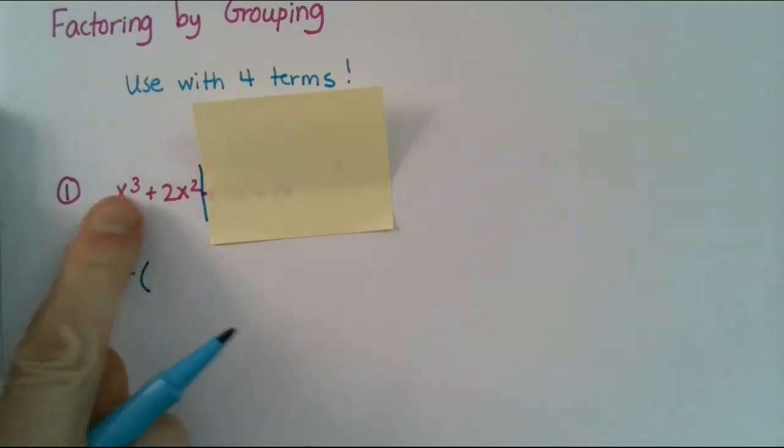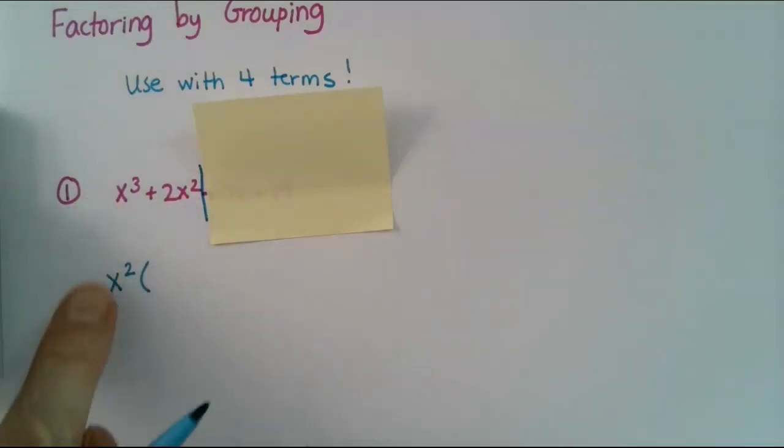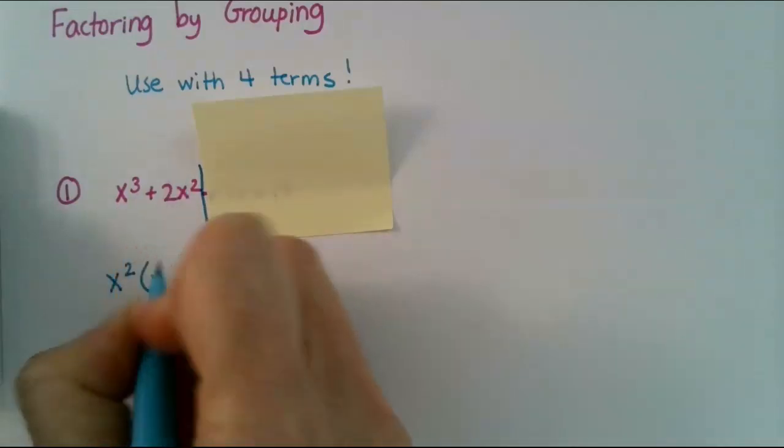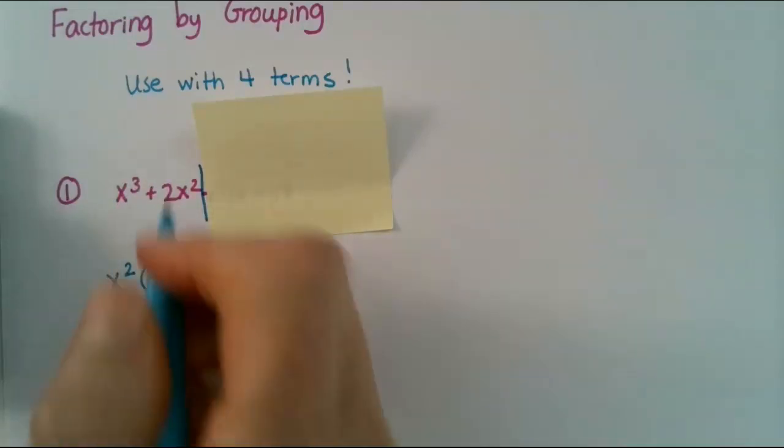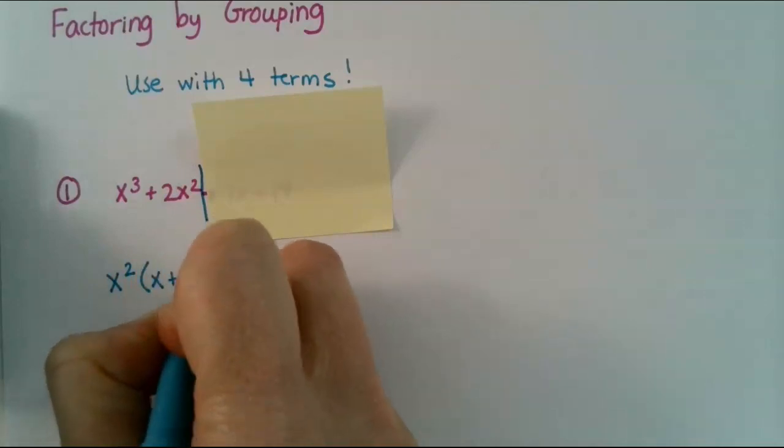Divide your GCF into both terms. X cubed divided by x squared is x. 2x squared divided by x squared just leaves you with 2.